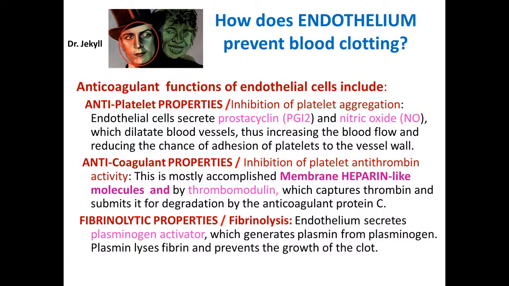Anticoagulant properties, inhibition of thrombin activity. This is mostly mediated by membrane heparin-like molecules and by thrombomodulin, which captures thrombin and submits it for degradation by the anticoagulant protein C. And the fibrinolytic property, or fibrinolysis. Endothelium secretes plasminogen activator, which generates plasmin from plasminogen. Plasmin lyses fibrin and prevents the growth of the clot.